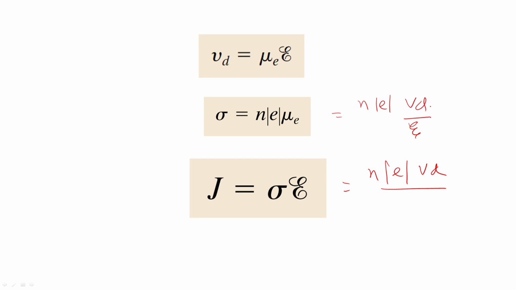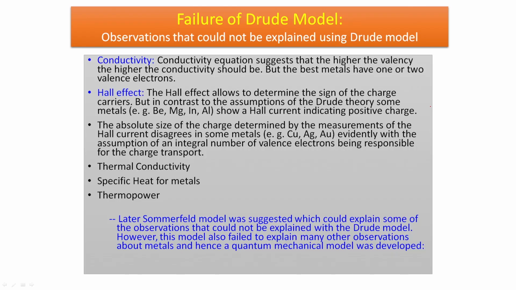It explains everything, but obviously there are a lot of failures. The major failure comes from the conductivity values of different elements with different valency. Obviously, if the element has a higher valency, more electrons will be freely available, so n will change and the conductivity must change. But in the best of the metals, they have 1 or 2 valence electrons, so their conductivity remains almost similar. The second thing which it cannot explain is the Hall effect.